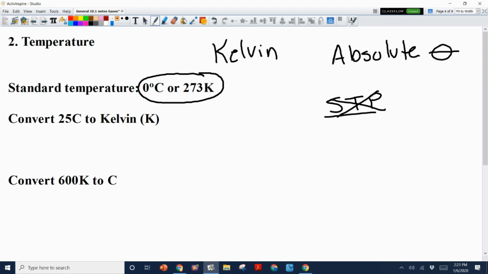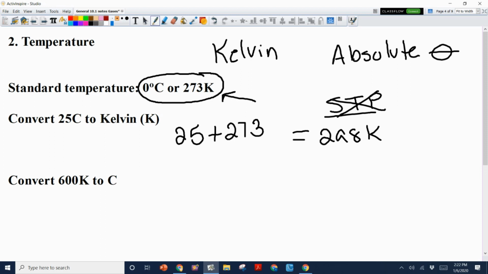So they could either give you the temperature in Celsius or Kelvin. If they give it to you in Celsius, you're going to have to convert it over to Kelvin. And that's a simple conversion. So here, convert 25 degrees Celsius to Kelvin. What we're going to do is take our 25 and we just simply add 273, because 273 Kelvin is equal to 0 degrees Celsius. All right, so we add those two together, and we're going to get 298 Kelvin for our answer here.